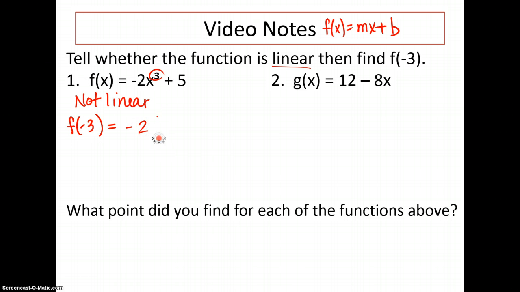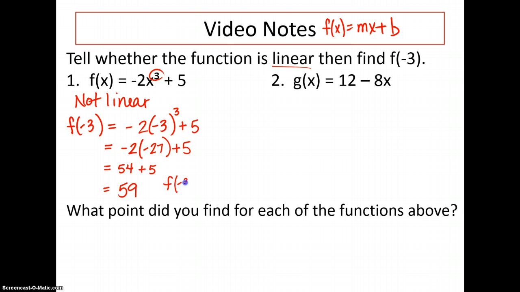So this is going to be negative 2. And we're going to plug in negative 3 for x. So negative 3 to the third power plus 5. So negative 3 to the third power. What does that mean? It means negative 3 times negative 3 times negative 3, or negative 27. So this is negative 2 times negative 27, plus 5. Simplify this. 2 times 27 is 54. Negative times a negative is a positive. 54 plus 5, 59. So f of negative 3 equals 59.